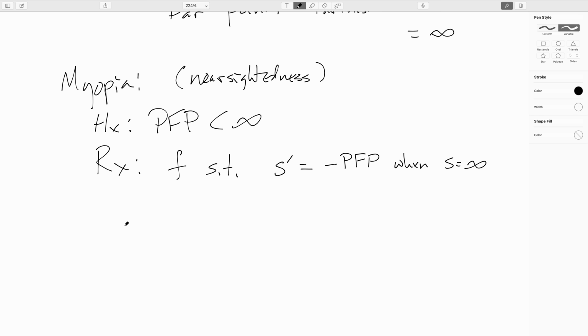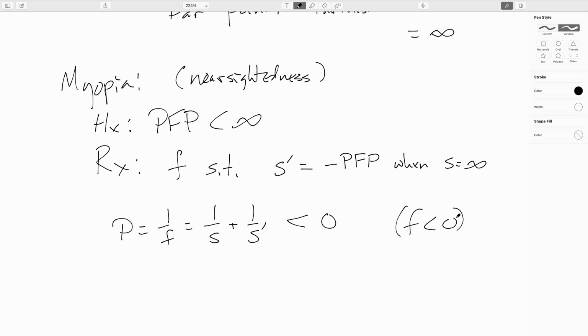So working that out using the most useful equation in optics, we can remember the refractive power is 1 over f, which is equal to 1 over s plus 1 over s prime. Here, s prime is going to be a negative number. s is infinity, which makes this term 0. So this is going to give us a negative refractive power. So this will be a diverging lens, because it'll be a negative focal length as well.